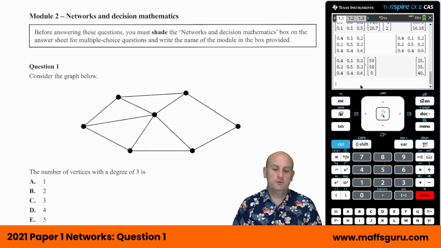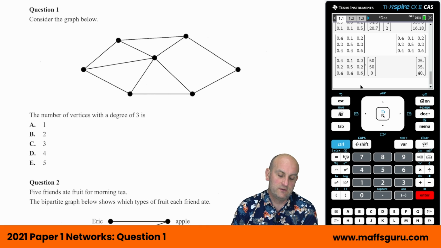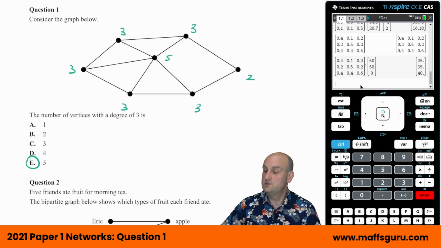Moving on to the second module, networks and decision mathematics. Consider the graph below for question number 1. The number of vertices with a degree of 3 is 1, 2, 3, 1, 2, 3, 1, 2, 3. That's got 2, that's got 3, that's got 3, and 1, 2, 3, 4, 5. So 5 of those have a 3 on them. So I'm going to suggest E as being the correct answer.